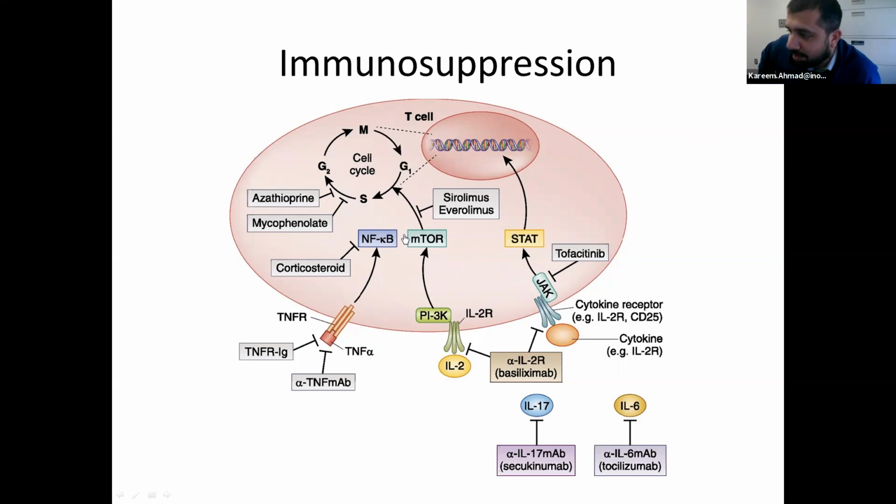And then similarly, basiliximab, being a newer agent, is a little bit more expensive. So some centers still use ATG as their induction agent.